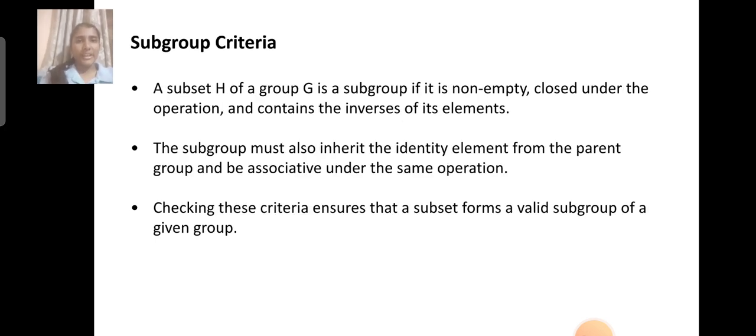Subgroup criteria. A subset H of a group G is a subgroup if it is non-empty, closed under the operation, and contains the inverses of its elements. The subgroup must also inherit the identity element from the parent group and be associative under the same operation. Checking these criteria ensures that a subset forms a valid subgroup of a given group.